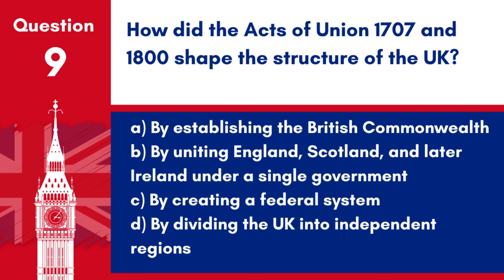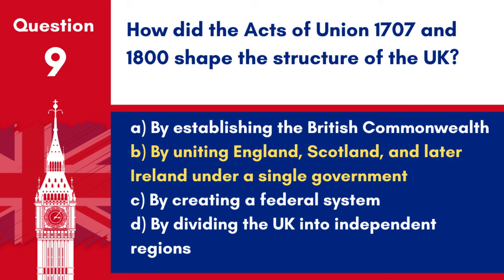Question 9. How did the Acts of Union 1707 and 1800 shape the structure of the UK? A. By establishing the British Commonwealth. B. By uniting England, Scotland, and later Ireland under a single government. C. By creating a federal system. D. By dividing the UK into independent regions.